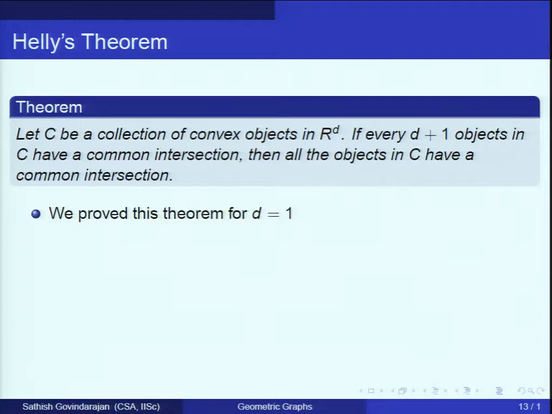Now, what we actually proved is this theorem for d equal to 1. For d equal to 1, the convex objects are nothing but intervals. And we said that if every two intervals have a common intersection, then all the intervals have a common intersection. That's exactly what we proved now. And this statement says that this is true for any dimension d, for convex objects.